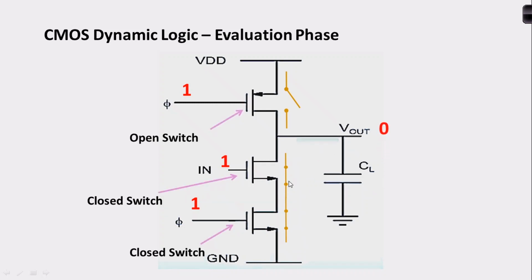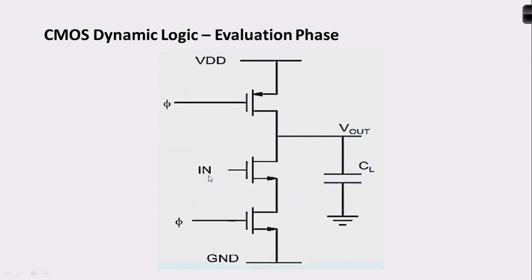Since it is getting a path to discharge to ground, the voltage which was present in terms of VDD will be totally discharged, and the left out voltage is 0 volt. That's why I'll be getting logic 0. So this is one scenario where I apply input logic 1.